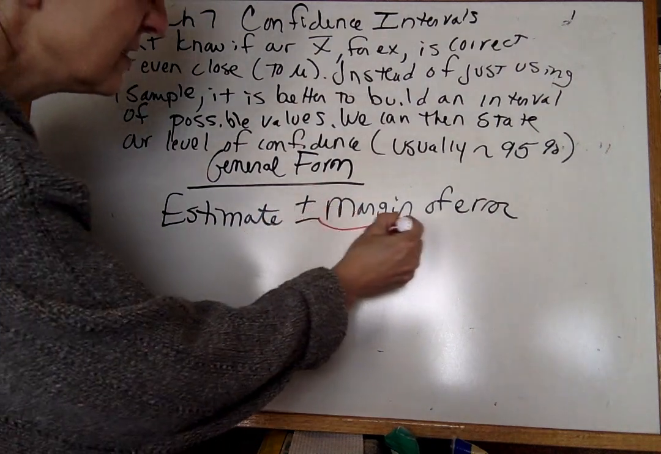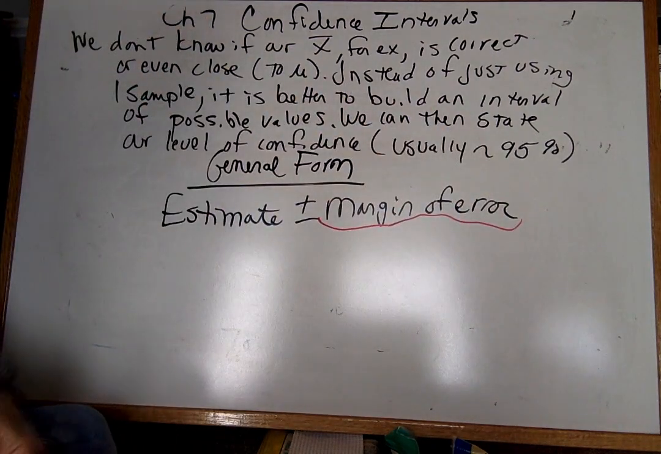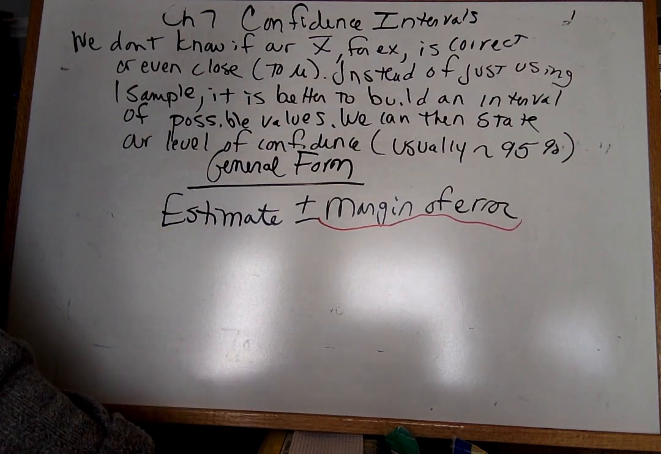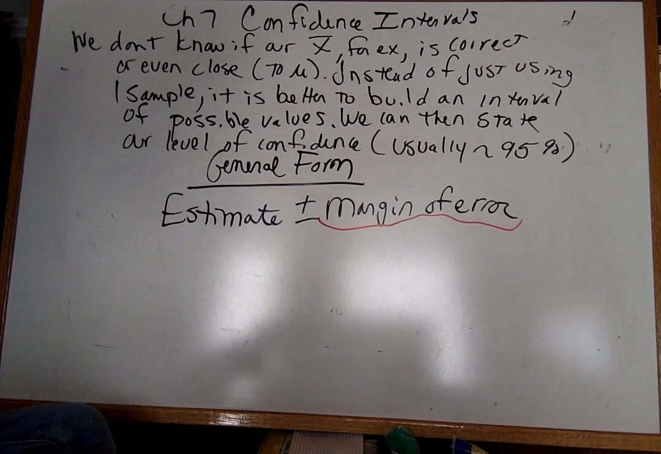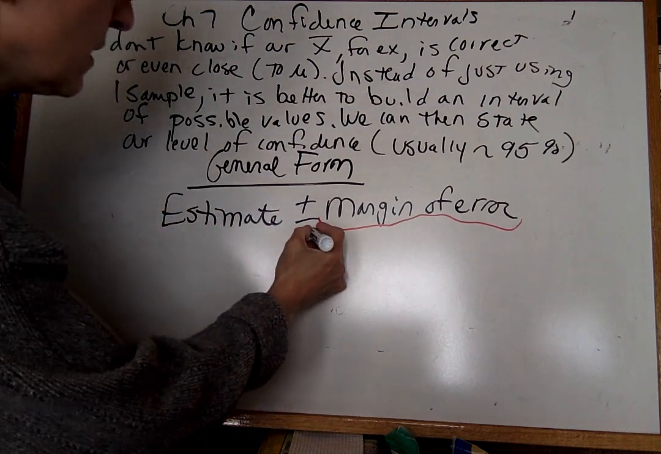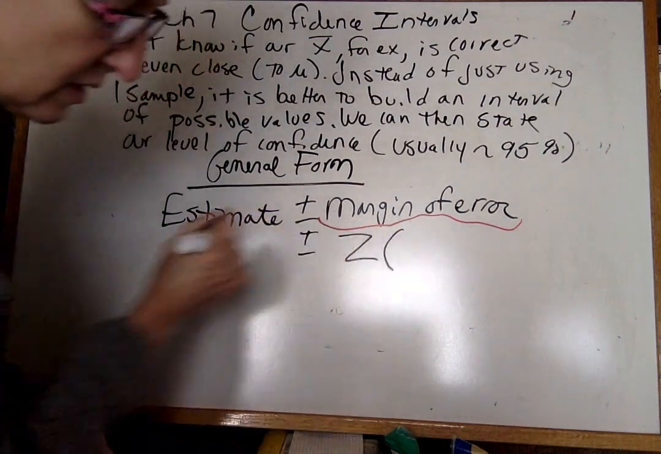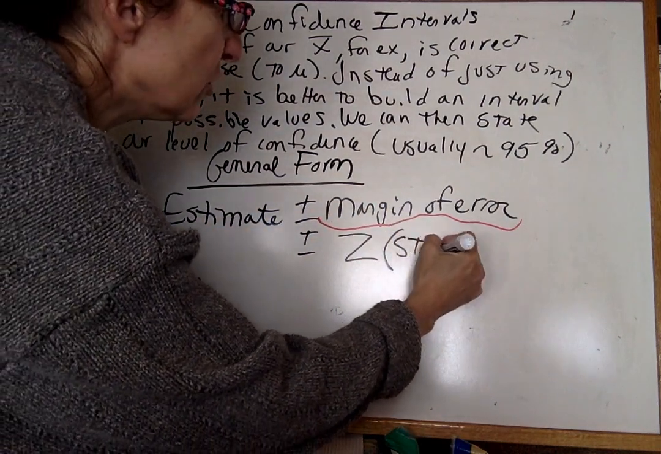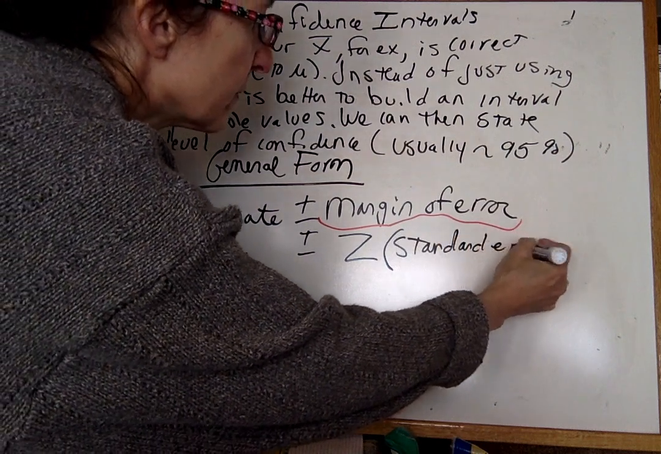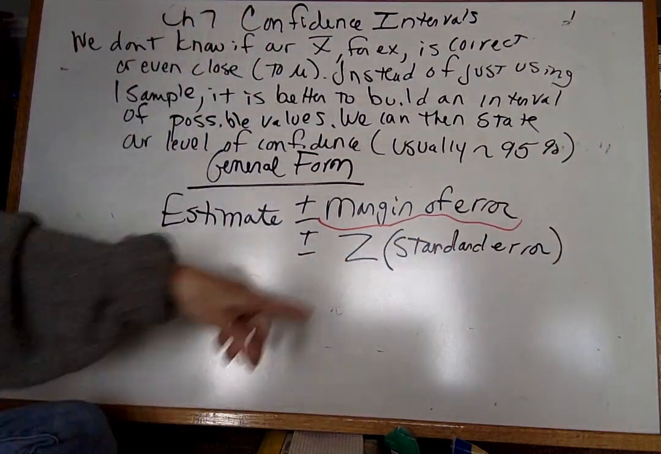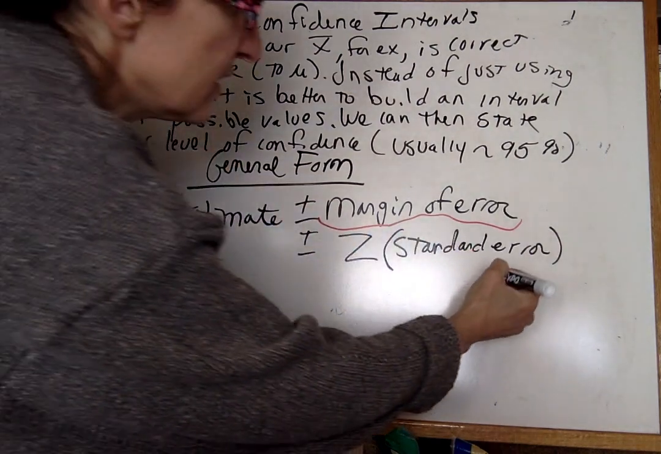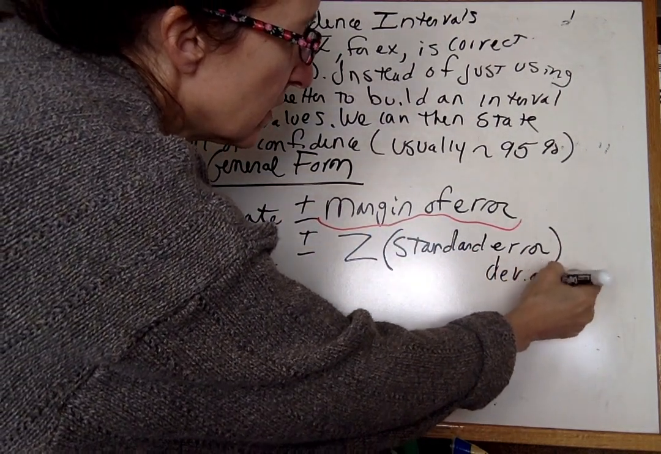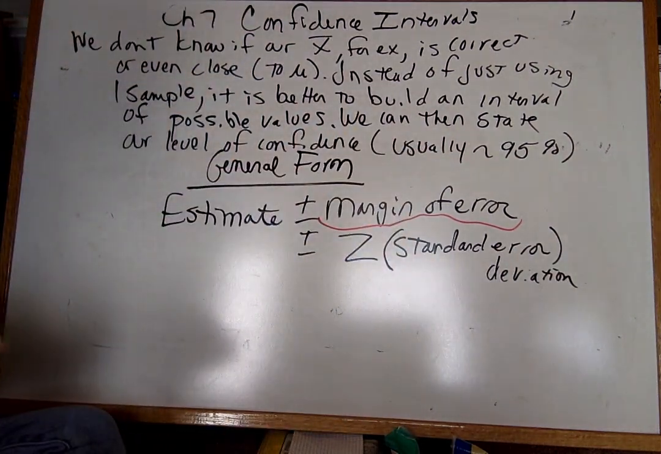But how did they even know in that last example that the margin of error was 3.5% or whatever? Well, someone calculated it from statistical formulas. So, estimate plus or minus z times standard error. These are our z-scores that we've been doing for months now. Standard error, just to let you know, I call it standard deviation. They're synonyms of each other.